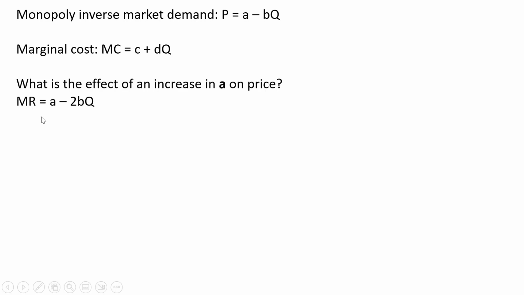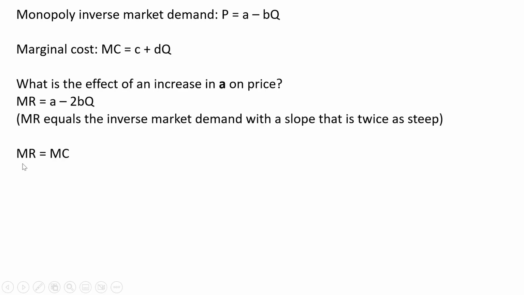First, we're going to get marginal revenue. Marginal revenue is just the inverse market demand with a slope that is twice as steep. Next, we're going to set marginal revenue equal to marginal cost. So marginal revenue equal to marginal cost, and we're going to solve this for Q.